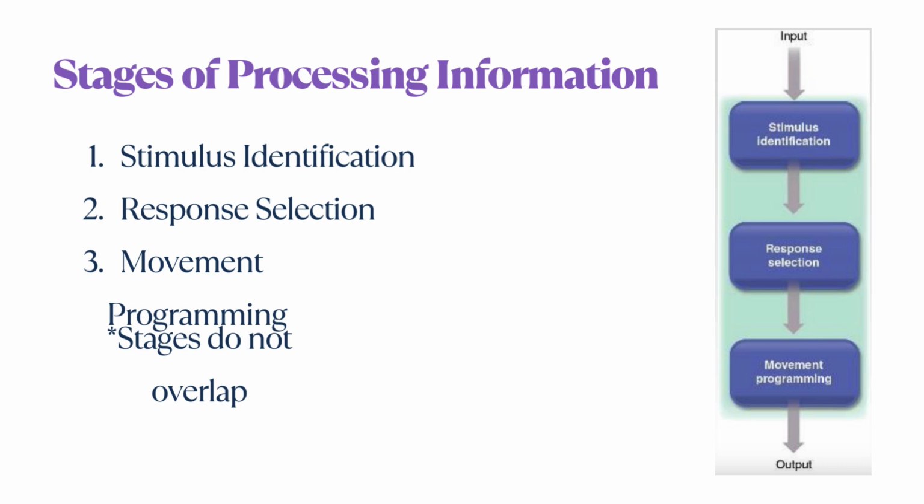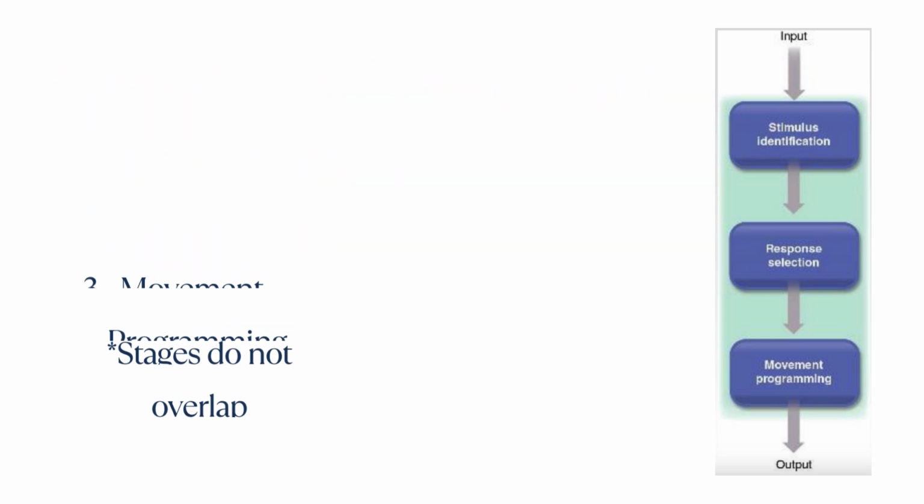After the input information is gathered, there are three stages which information must pass on the way from input to output. The three stages are stimulus identification, response selection, and movement programming. These stages do not overlap, so each stage has to be complete before the next one can begin. For example, you have to finish response selection before movement programming can begin.